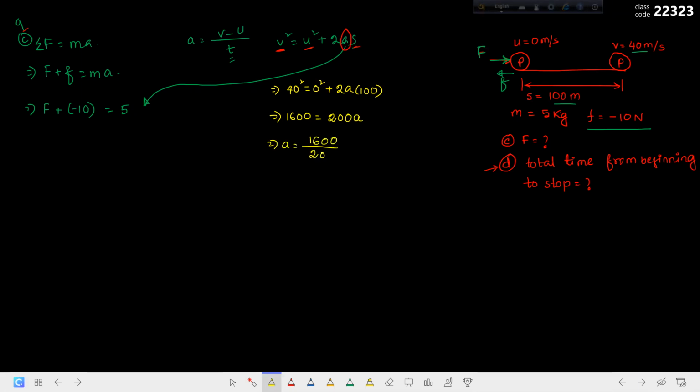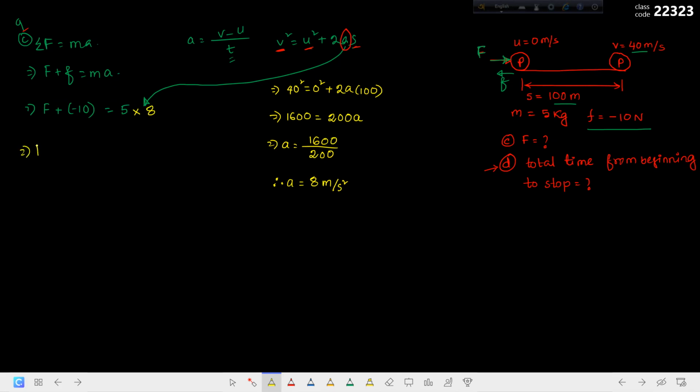Is there anyone who is doing the 8? Equal to 8. 8? Very good, because 0 0 0 0 will be cancelled, and 16 divided by 2, that is 8. So 8 meter per second square, this is our acceleration. So we will put the value of acceleration here, okay, into 8, right? M is 5, it is 8.